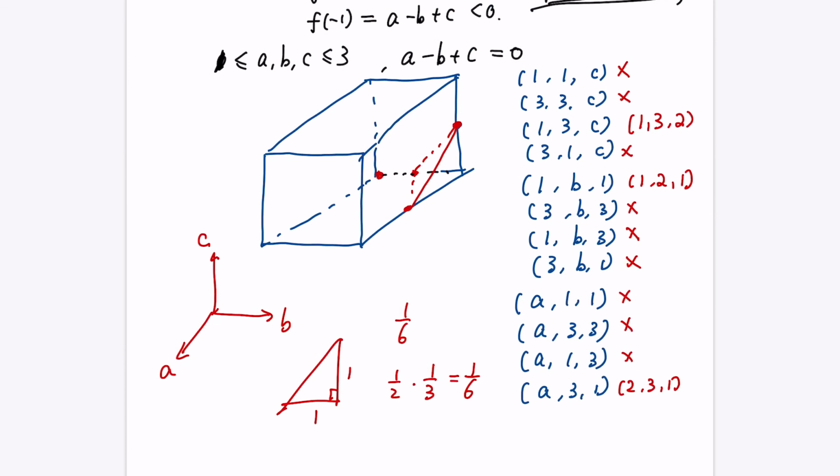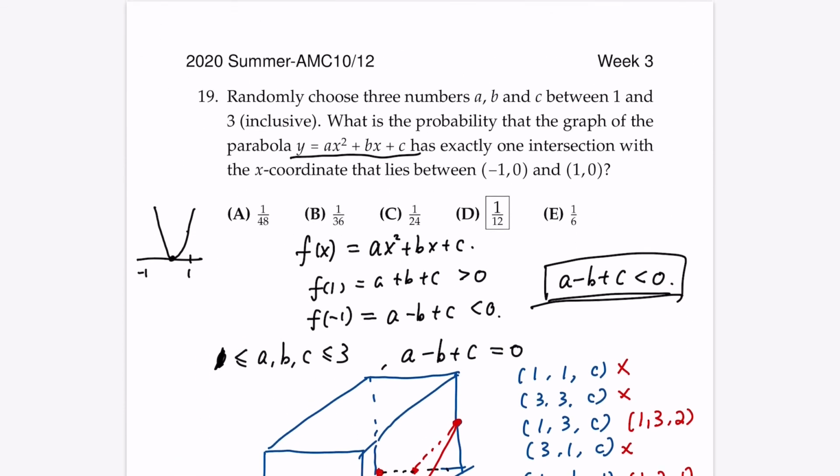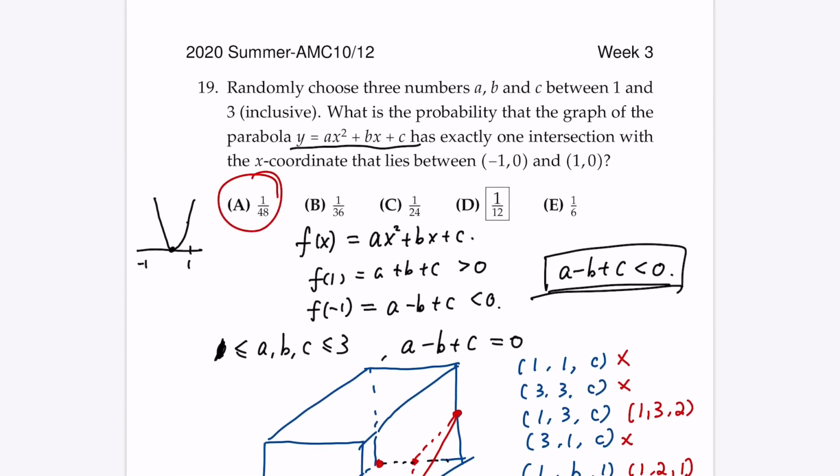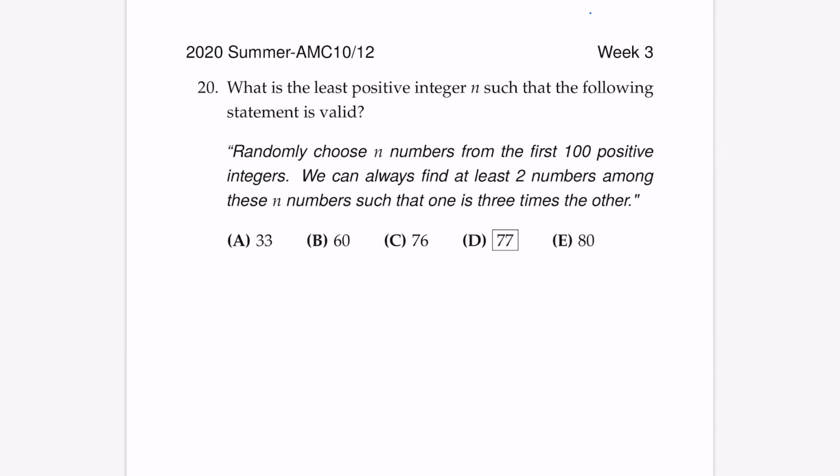The probability part is actually quite easy because the total volume of the cube is 2 by 2 by 2. So the probability would be 1/6 over 2 by 2 by 2, which is 1/48. So A is the correct answer. Problem 20. The answer for this problem is D, 77.